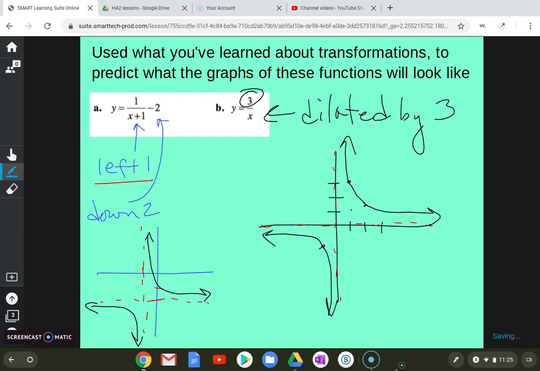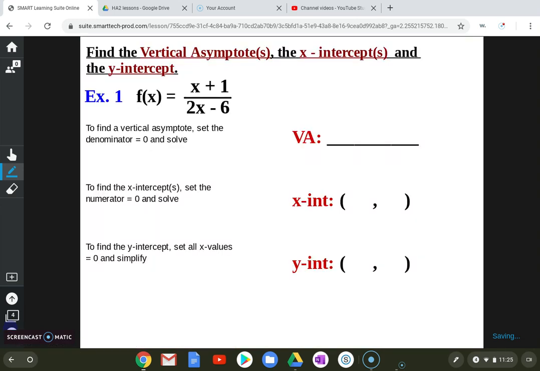To be honest, I am not that concerned with your individual points being perfect. I'm much more concerned with your asymptotes and the shape of your graph. All right, let's learn how to find those asymptotes.